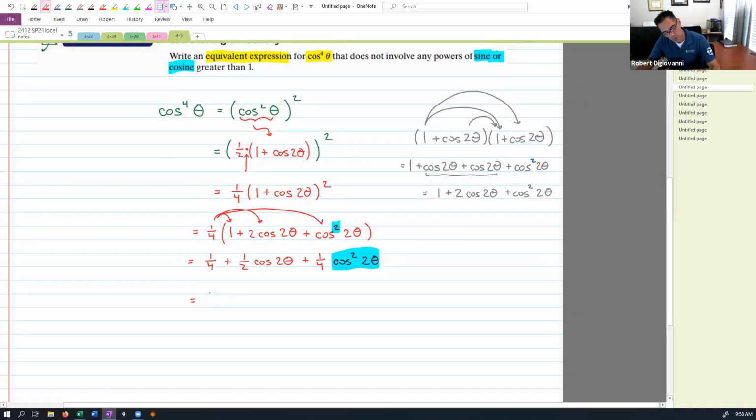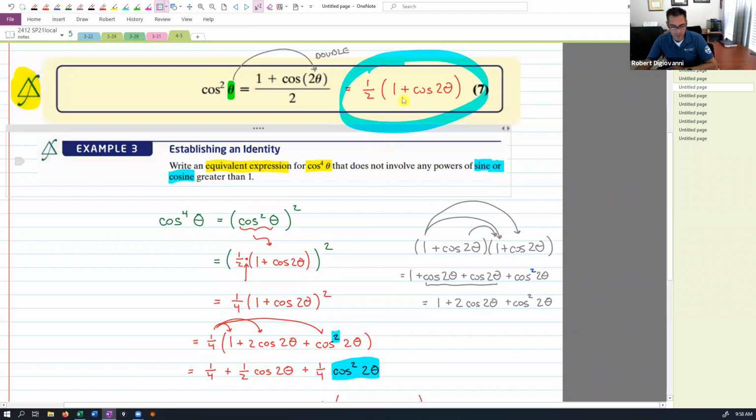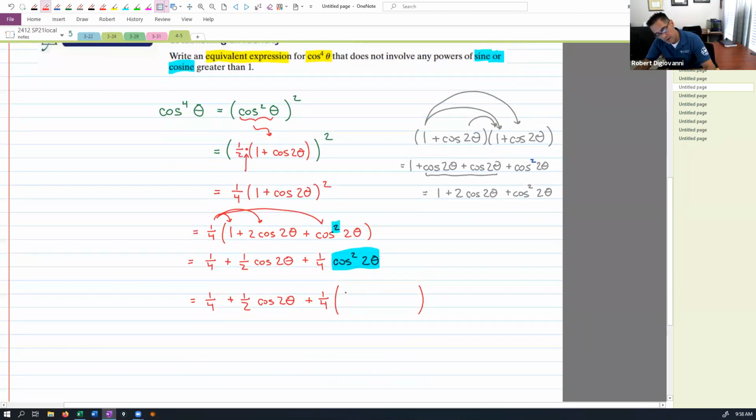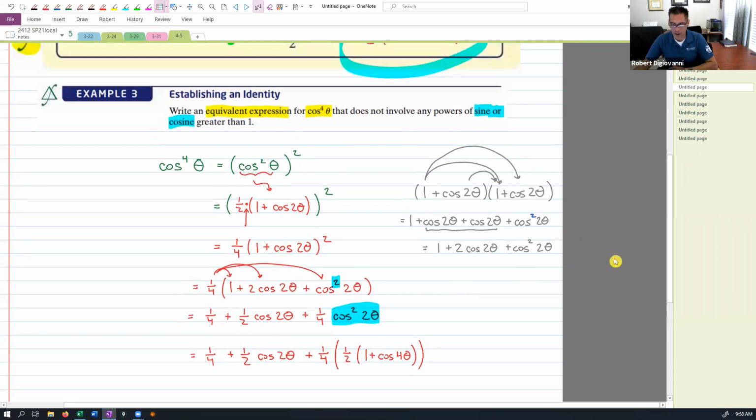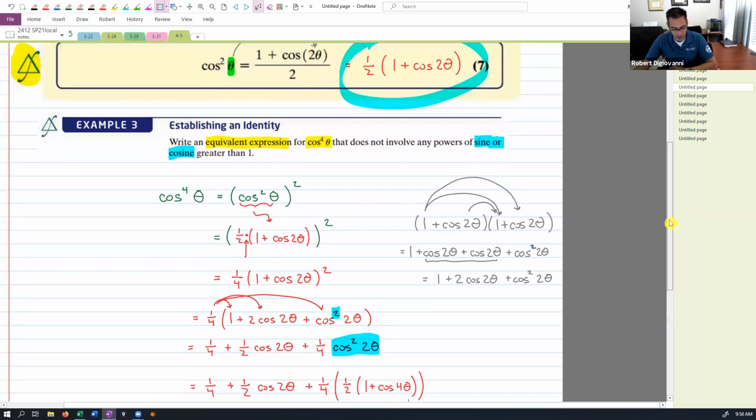So here I go. I'm going to write 1/4 plus 1/2 cosine of 2 theta plus 1/4. And now here comes the formula. The formula for this right here is this right here, but instead of 2 theta, I'm going to double the angle that's there. So doubling 2 theta becomes 4 theta. So I'll have 1/2 times 1 plus cosine of 4 theta. Any questions on where that came from? It's this formula for that right here, doubling the angle.